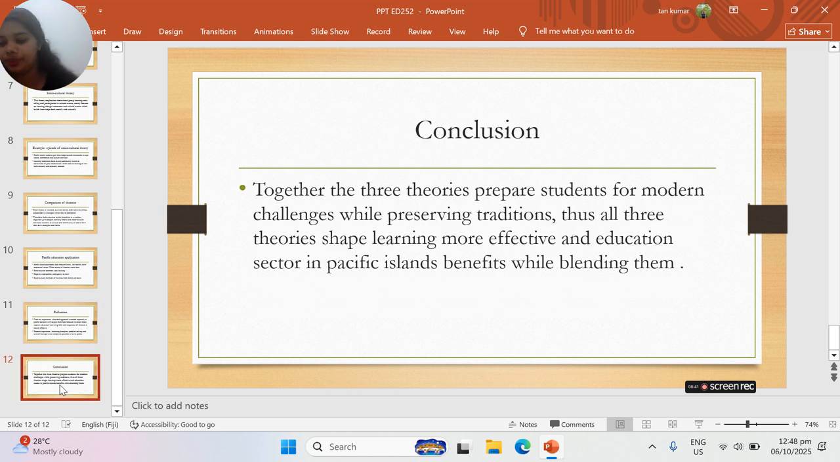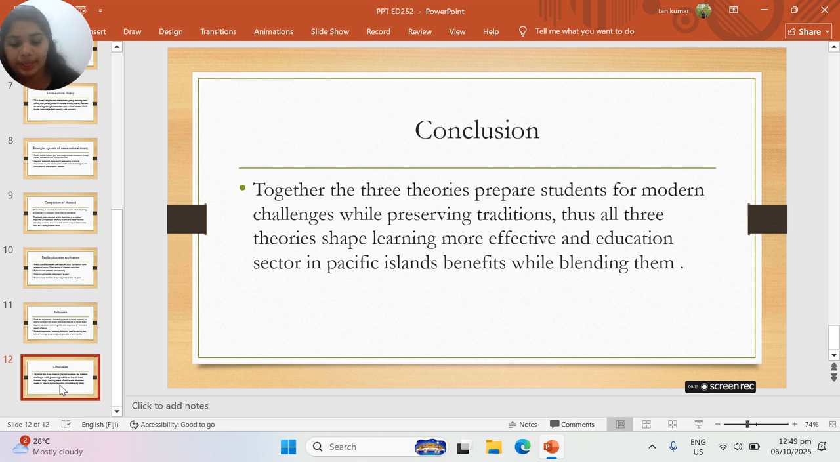To conclude, each theory has unique strengths. Behavioral strategies help with routine and recall. Cognitive approaches build deep understanding, and sociocultural methods connect learning to community and identity.